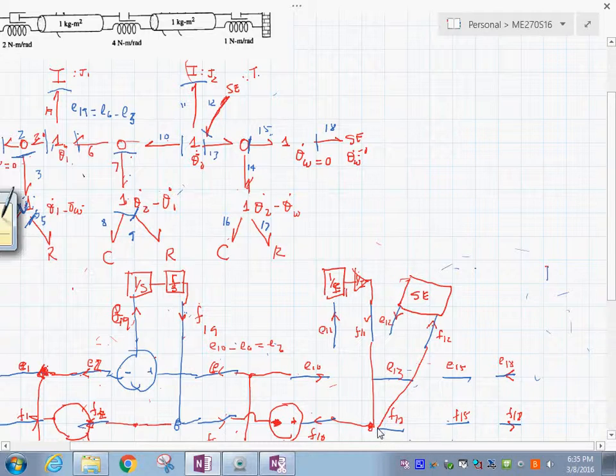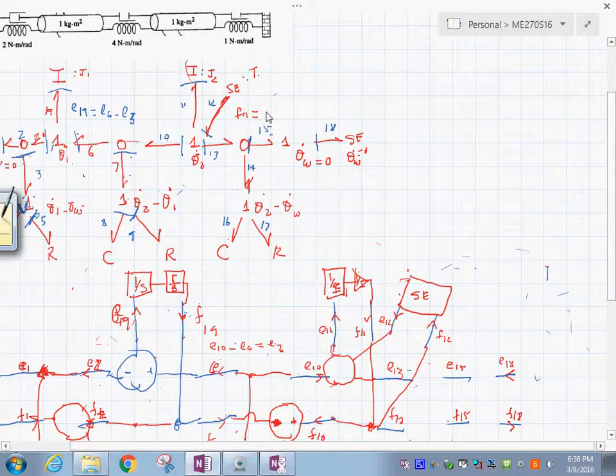Not F. So if this is the case, we can draw over here the sign that these are E11 is, which one is positive? The first one, E12 minus E13 and minus E10. Minus, plus. Yeah.